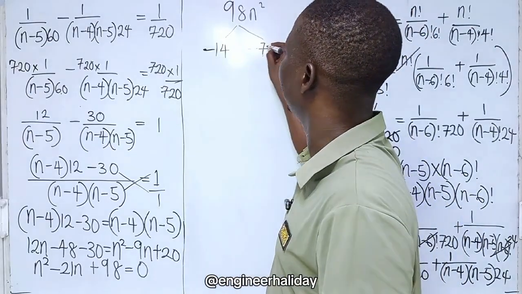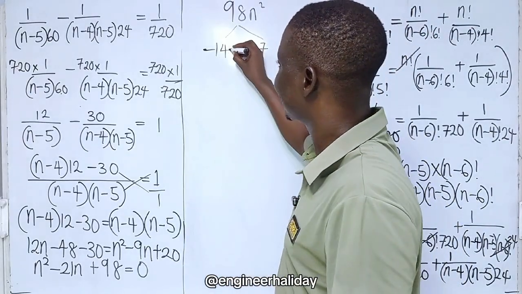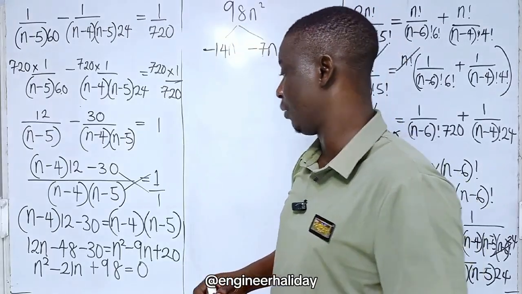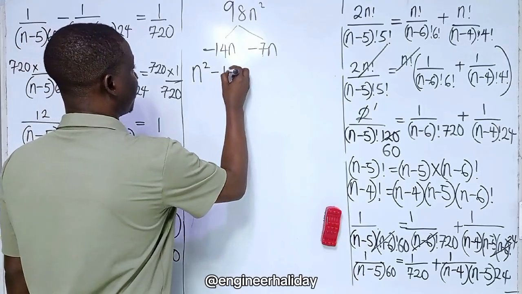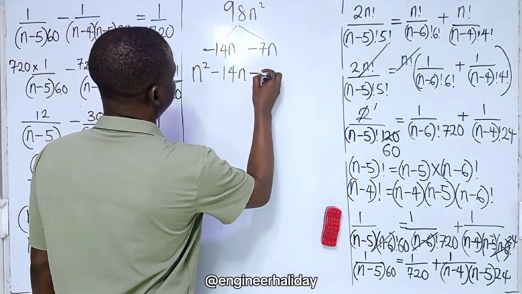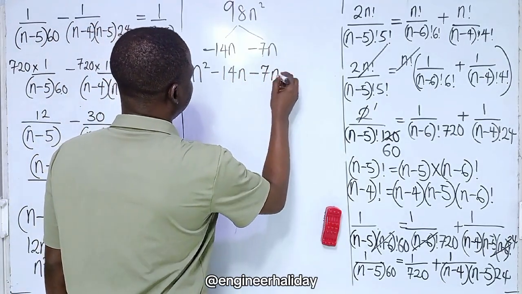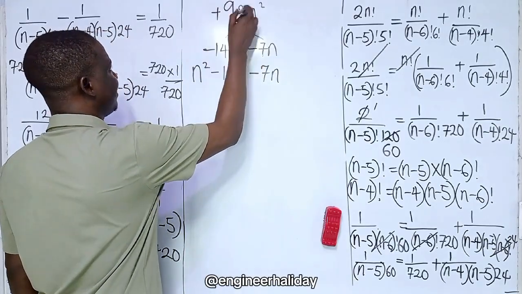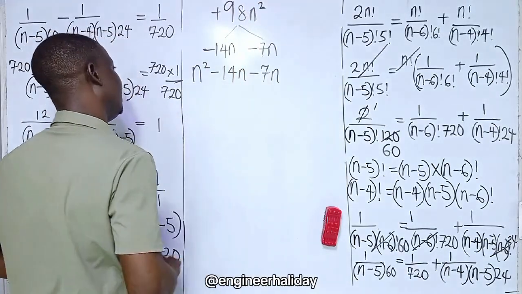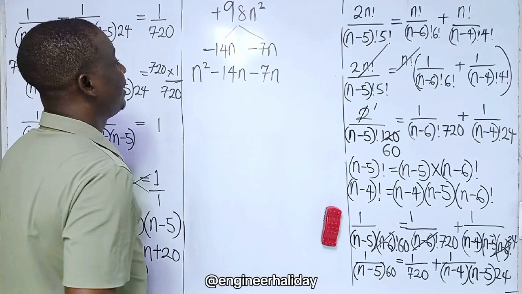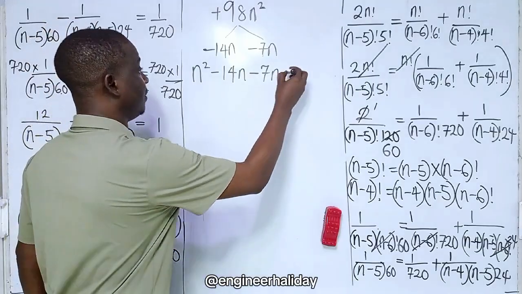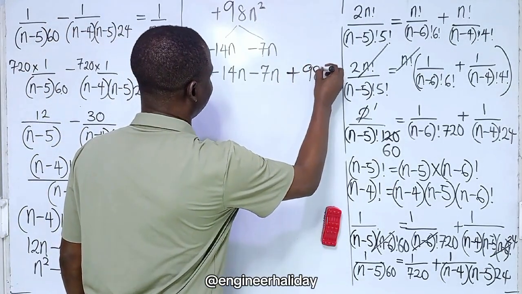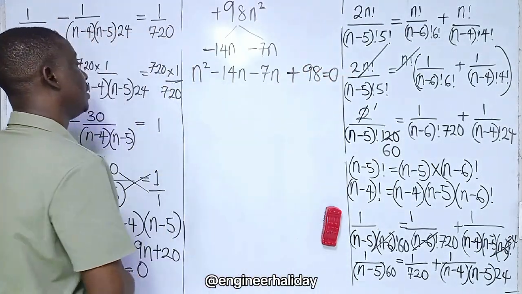Then how do we achieve minus 21? Is to put minus here, put minus, so that we can then attach n here. So that we can have it as n squared minus 14n minus 7n. If you multiply it, you see a plus 98n squared. Don't forget, that's what I want to have. So we replace the minus 21n with minus 7n and minus 14n. Then plus 98 equal to 0.